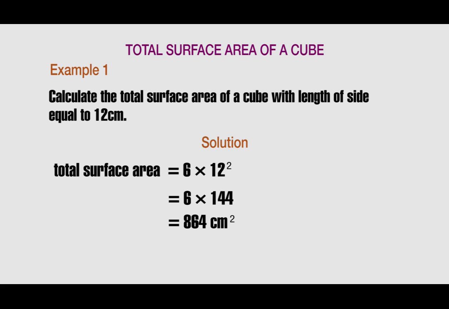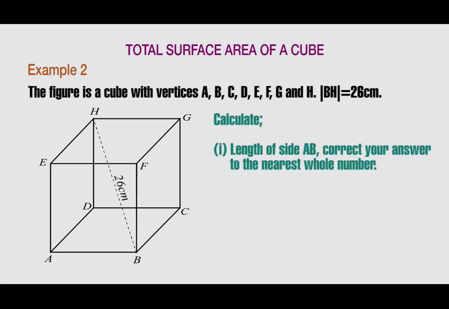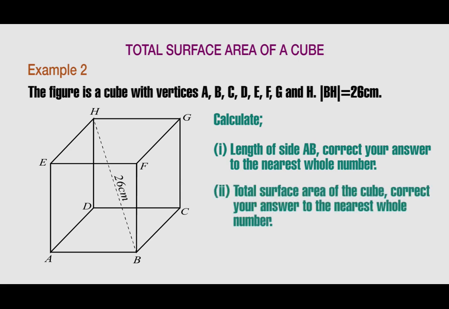Let's look at another example. The figure is a cube with vertices A, B, C up to H, with BH equals 26 centimeters. Now the question is, calculate 1. The length of side AB correct to the nearest whole number. 2. Calculate the total surface area of the cube correct to the nearest whole number.